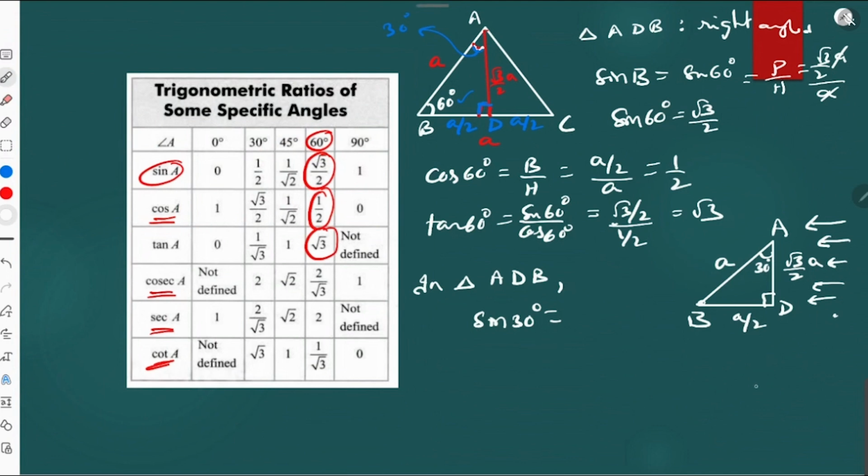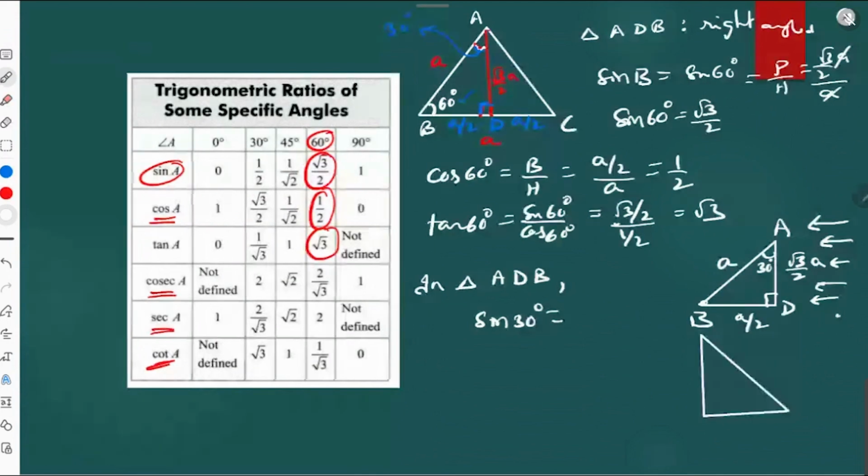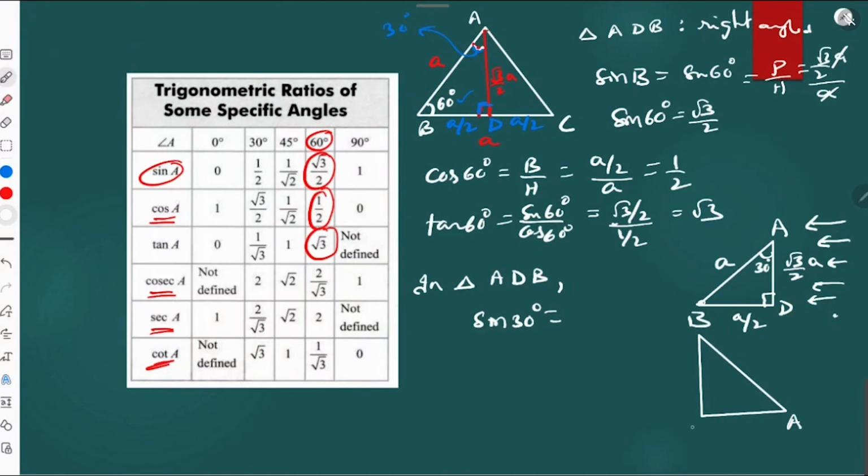Or else let us rotate this 90 degrees. Then look at that. Okay, A, B, B. So this is A. This will be root 3 by 2 A, and this is A by 2. And the angle at A is 30 degrees. Now, when you look at that 30 degrees, what is sine 30? Perpendicular by hypotenuse. Perpendicular is A by 2, hypotenuse is A. So sine 30 degrees is 1 by 2.